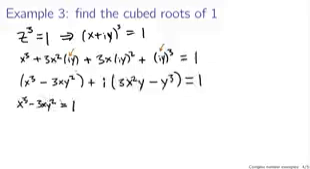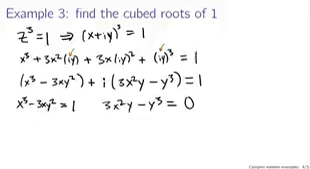And the imaginary part of the left-hand side, 3x squared y minus y cubed, has to equal the imaginary part of the right-hand side, 0. So those are our two equations. This one in particular is pretty easy to work with. We can simplify this; we can factor a y out. This is y times (3x squared minus y squared) equals 0.